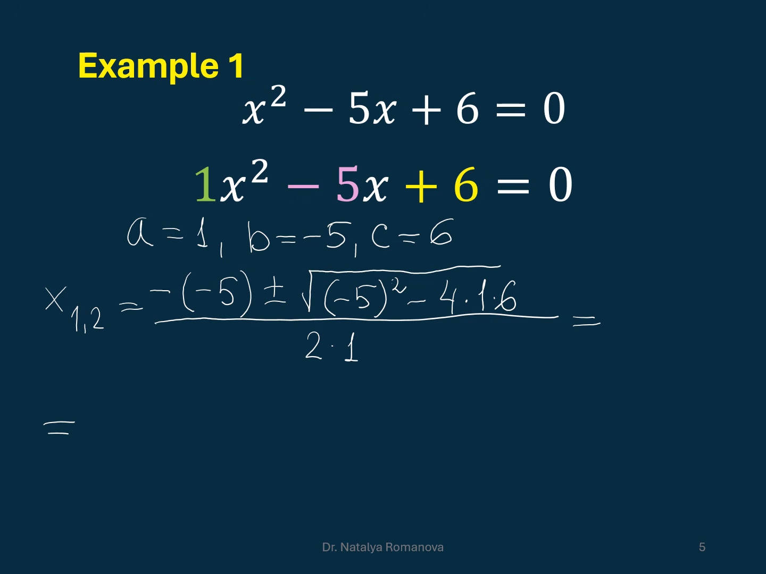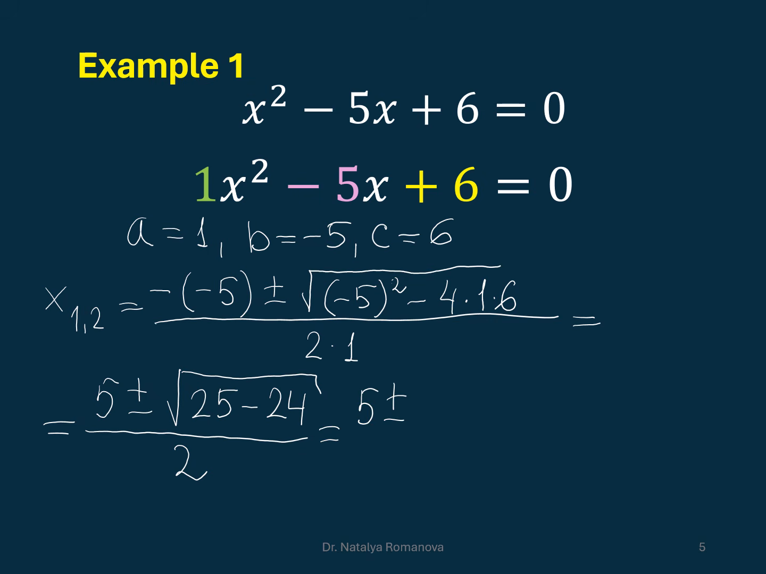Now we need to simplify. So minus negative 5 gives us positive 5 plus minus square root of negative 5 squared, it is 25, minus 4 times 6, it is 24, divided by 2. Keep going. 5 plus minus square root of 1 over 2.